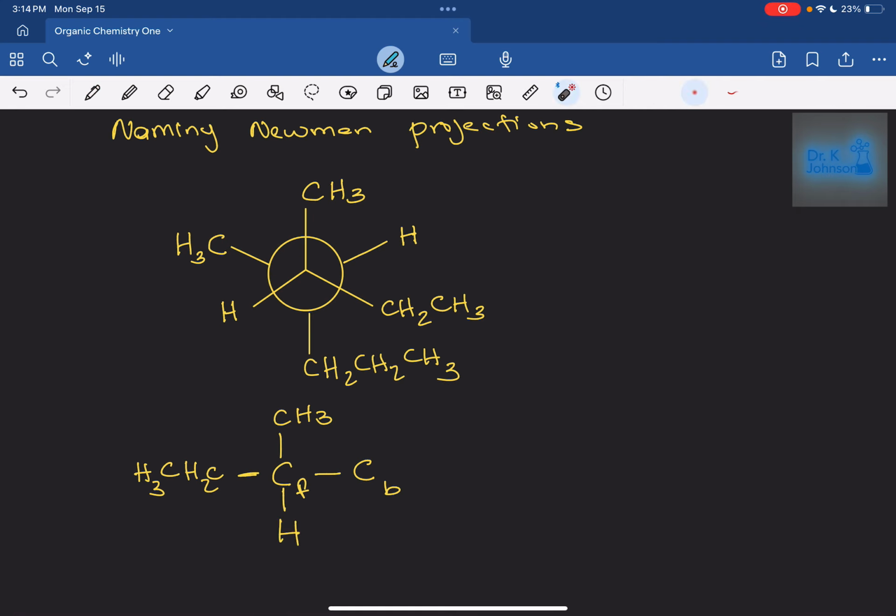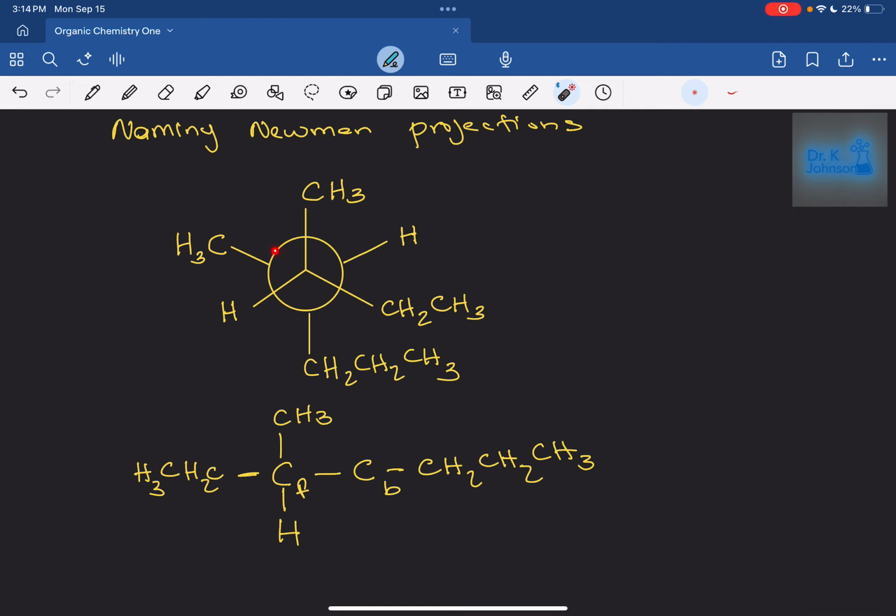Let's now go to your back carbon. Your back carbon has a hydrogen, a CH3, and a CH2, CH2, CH3. So let's bond those. Like I said, I like to keep the group with the more carbons in this direction. It makes it easier to name. So I'm going to write CH2, CH2, CH3. So we've taken care of this and we're left with hydrogen and CH3.